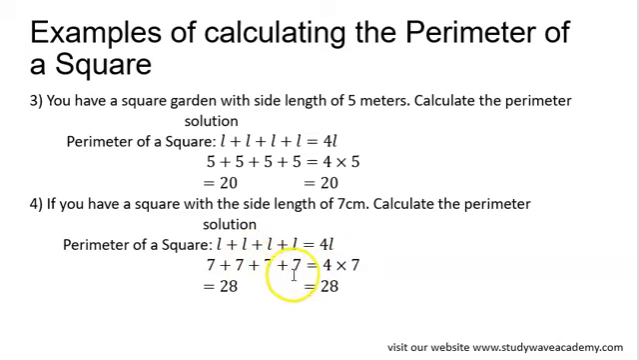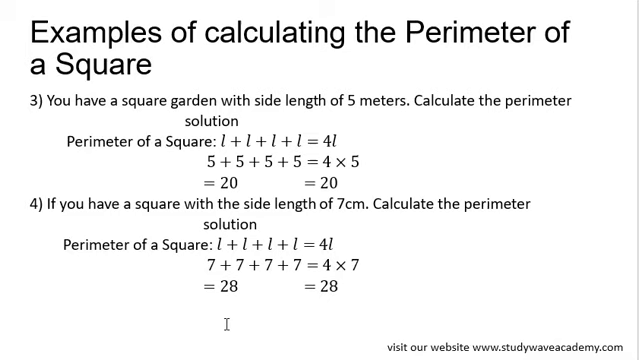When we add 7 plus 7 plus 7 plus 7, it's going to give us what? 28. And when we multiply 4 times 7, it will give us what? 28. So you either use this pattern or you use this pattern. Whichever pattern you like more, you arrive at the same answer. Okay?